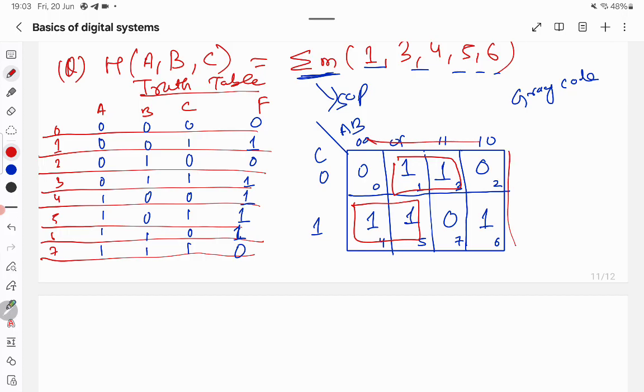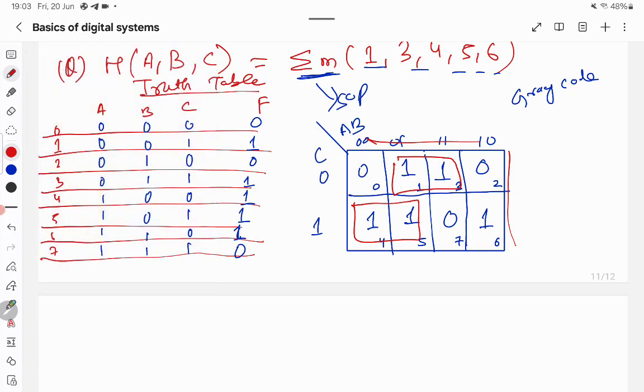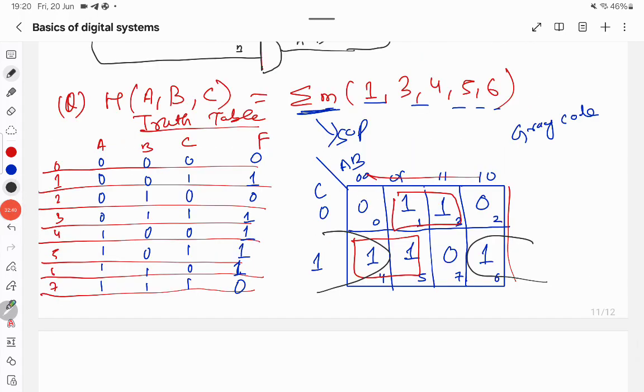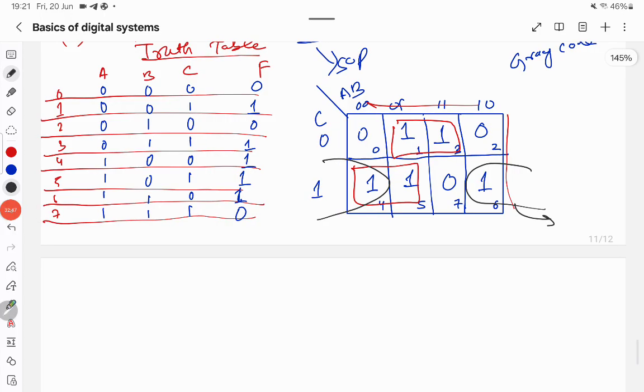Okay, so let's take yellow, this one, and let's take black, this one and this one, because you know the more ones we take, the better the minimized form will be. So what will be the minimized form? Just a minute.